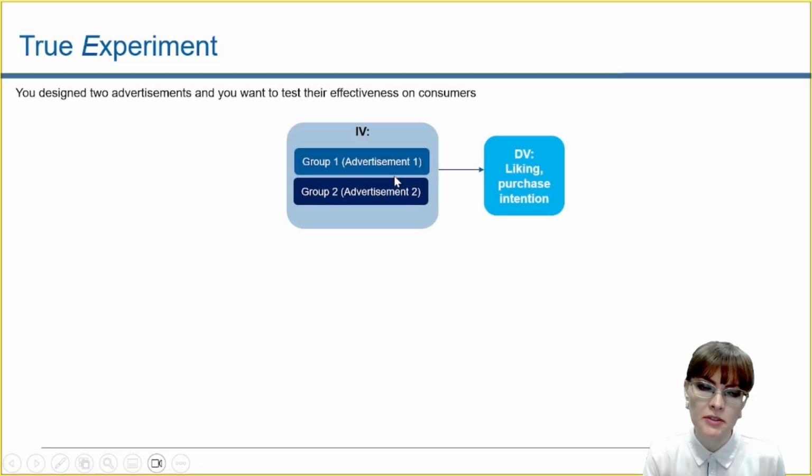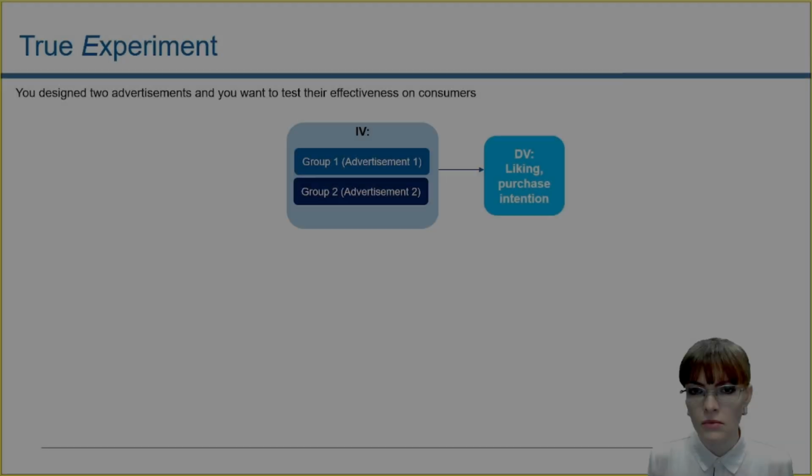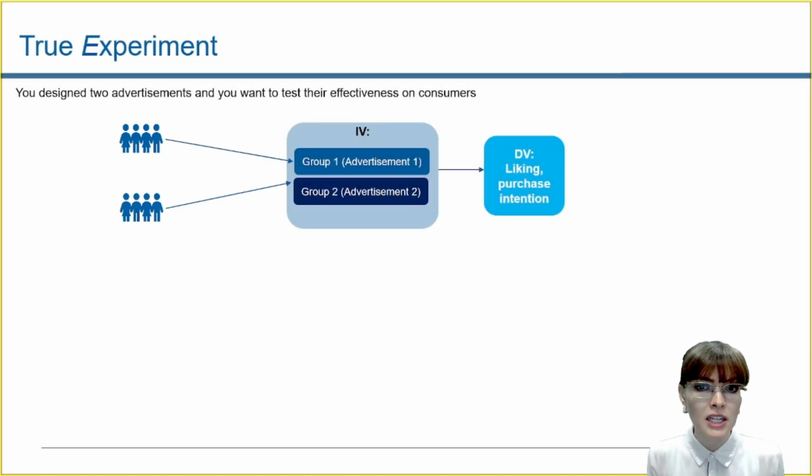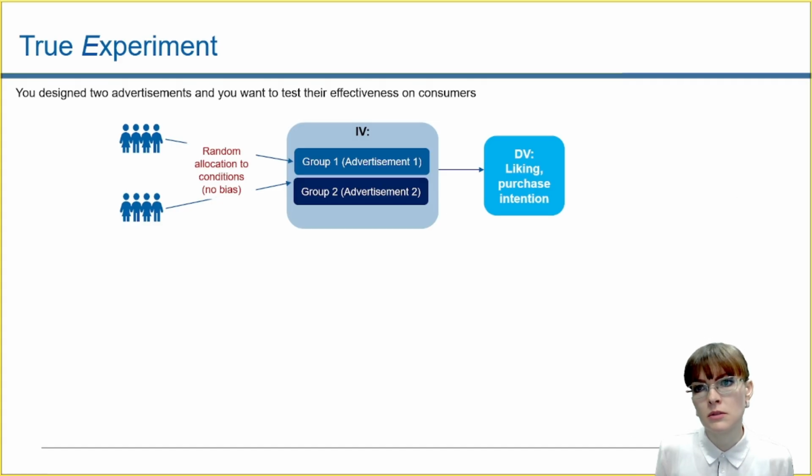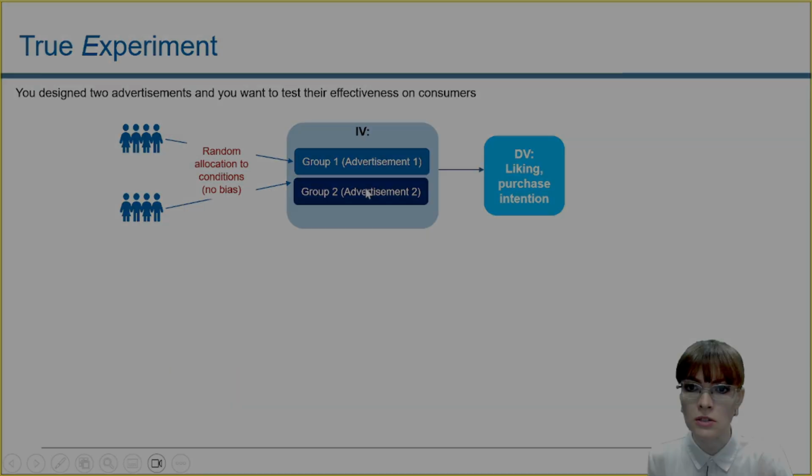Let's say you have developed two types of advertisements, and now you want to see which one consumers like more and which one makes them purchase your product more. Naturally, you would like to allocate people to one of these conditions to see which one is more effective. So, what makes a true experiment is the random allocation of participants to one of these conditions.